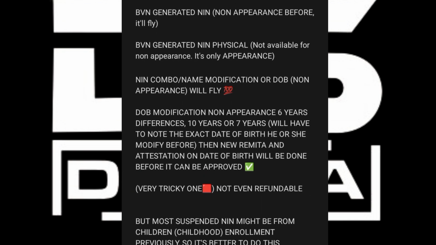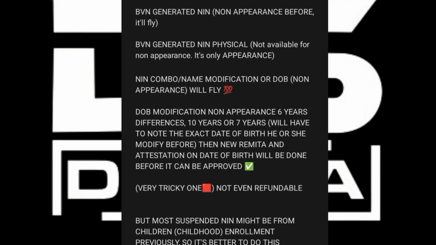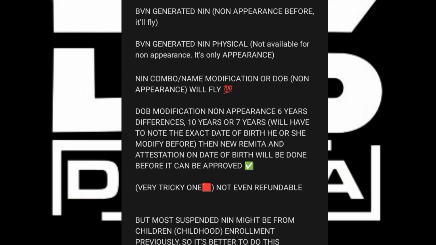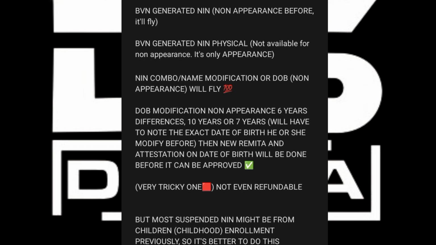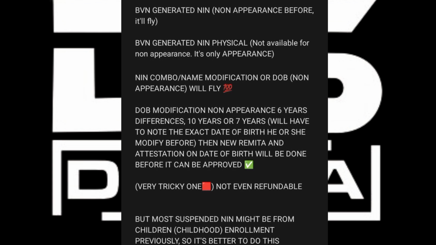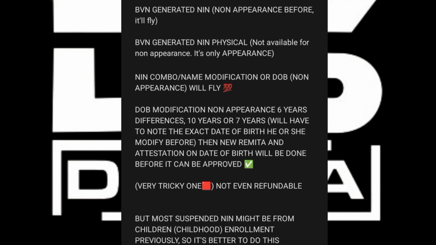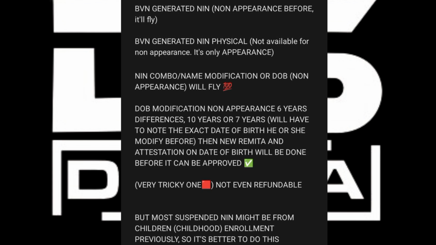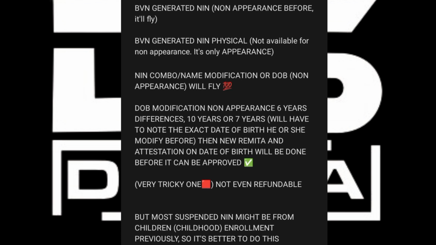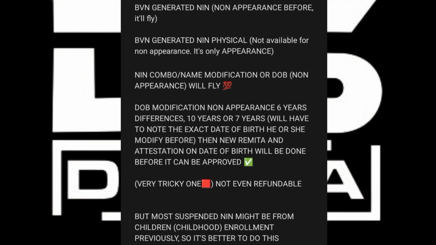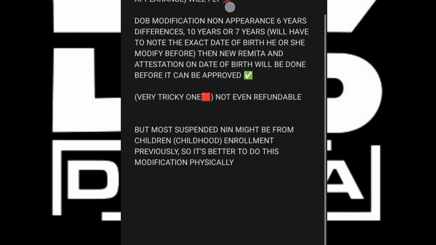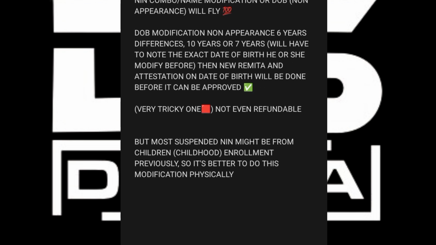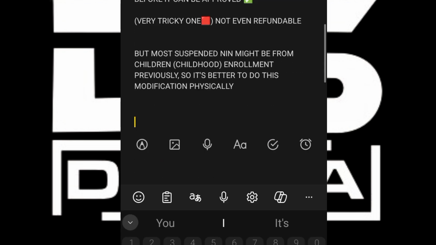So these are basically the types of NIN that get suspended. They fall into the categories they fall into. You know, I did not number it, but you can see the space: one, two, three, four, 5. So those are it.